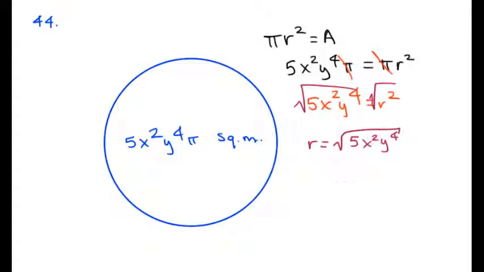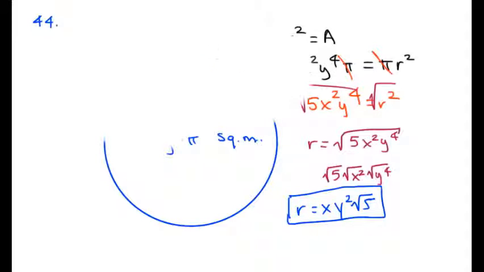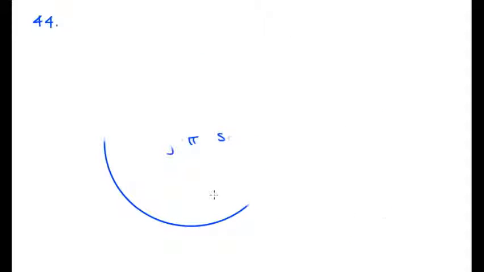Now how can we do this? We'll separate the 5, we'll separate the x squared, and we'll separate the y to the fourth. Taken separately, this becomes r equals the square root of x squared is x, the square root of y to the fourth is y squared, and the rad 5 is left over. Thus, our radius for this circle is just xy squared rad 5. That's it for that section.